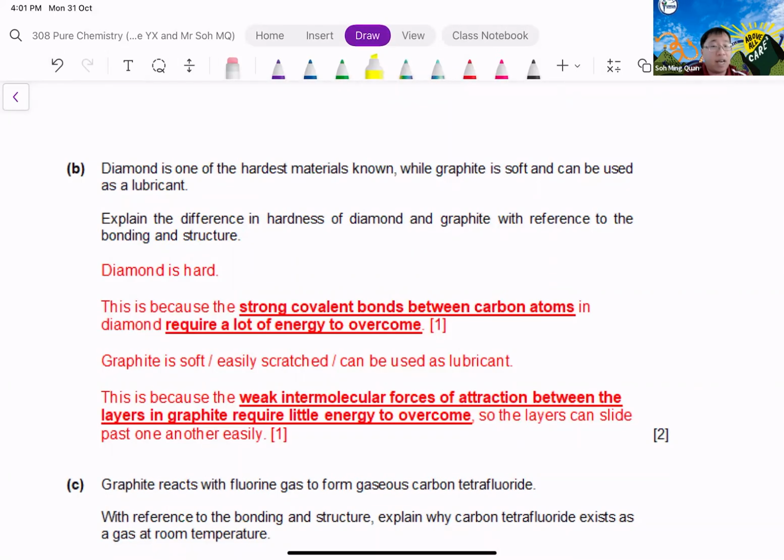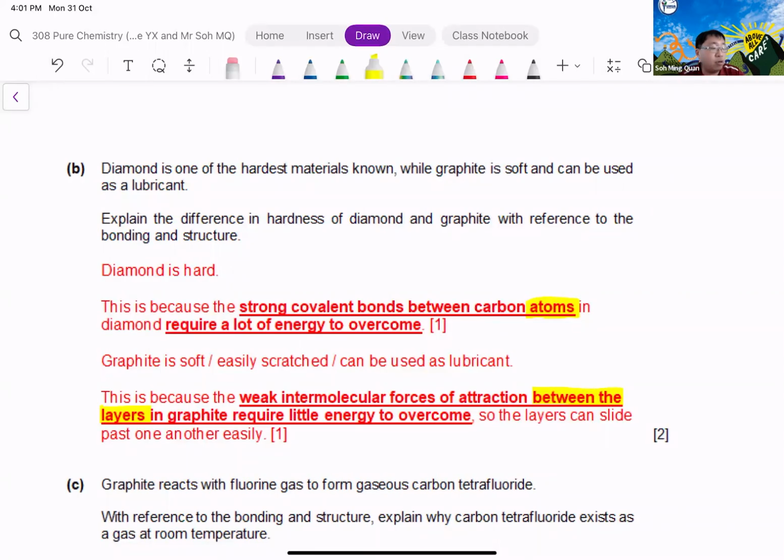Now, can we please take note? Don't use terms wrongly. Covalent bonds must be between atoms. They share electrons between atoms. For graphite, the weak intermolecular forces are between the layers. Okay, so once you use the term wrongly, then obviously the explanation will not be correct as well.